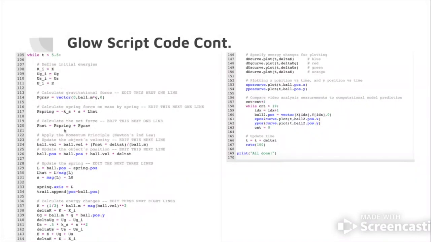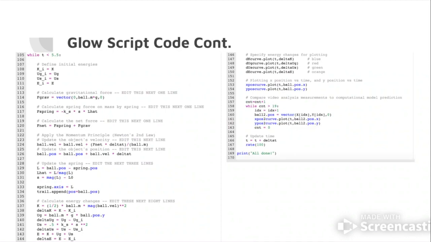So this is the loop created. I also set the time to the length of the video. I inputted the needed formulas for F grav, F spring, and F net, which were defined in the lab preview. I also updated the object's velocity and position as well as the spring. Additionally, I updated the energy calculations from the equations listed before and included delta K, delta US, delta UG, and delta E by subtracting their respective final and initial values.